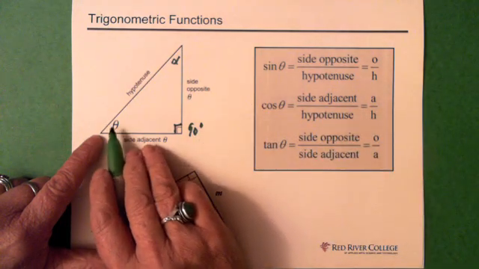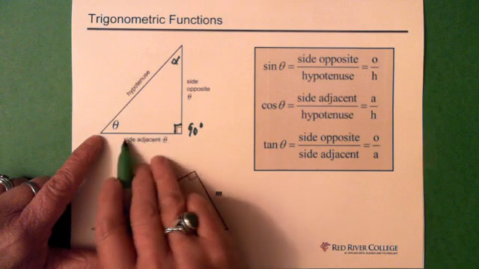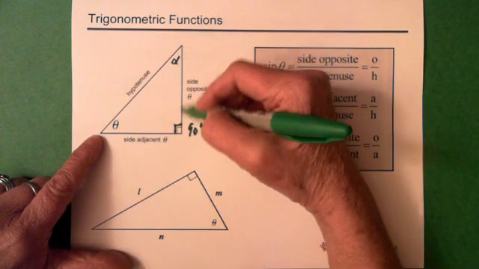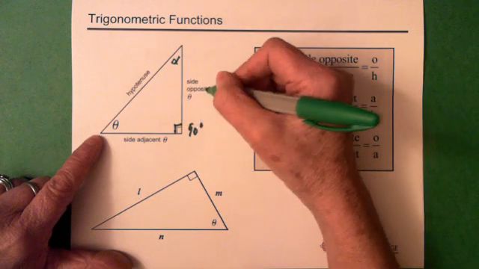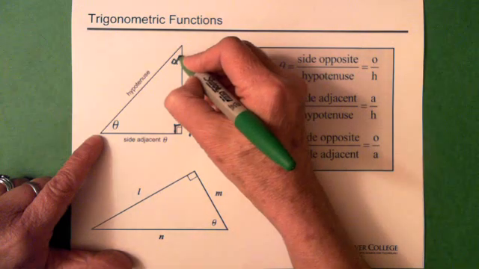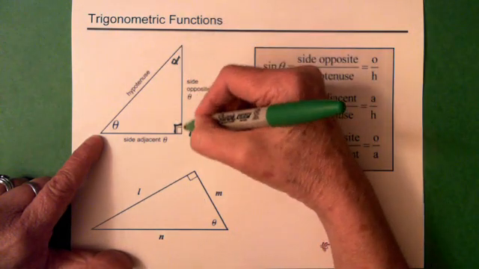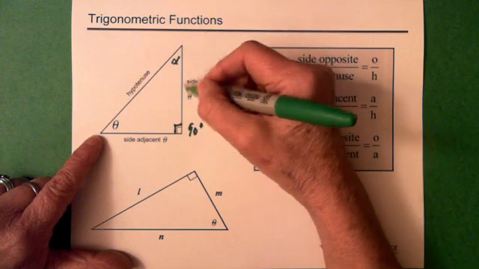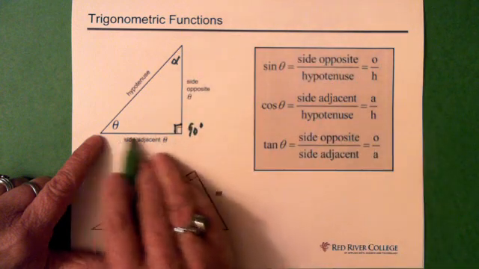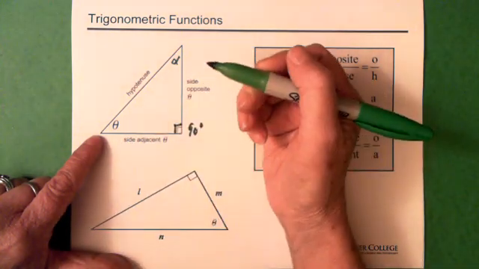So if I'm standing in this room and someone's looking down on me, the wall that I can touch is the adjacent side. The wall that I can see is the opposite side. And of course if we talk about this angle here, you can see that this side is adjacent to alpha, whereas this side is opposite alpha.